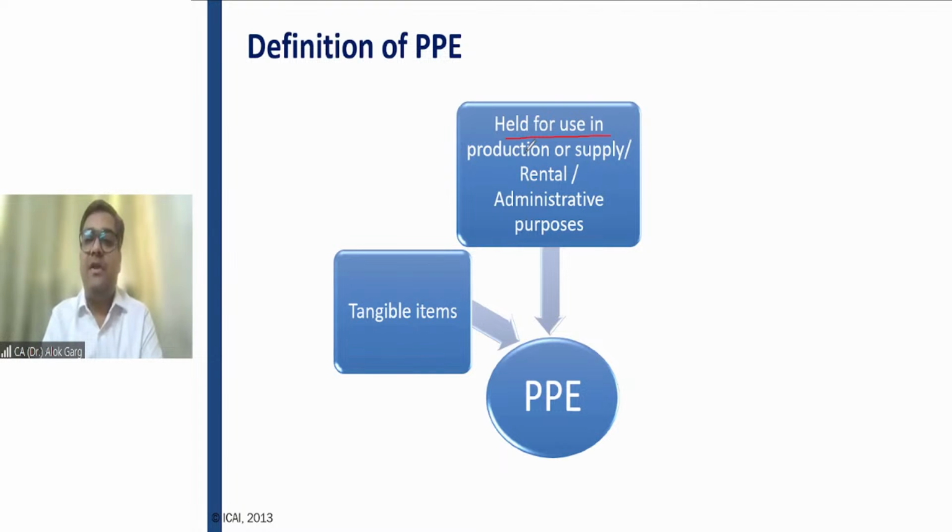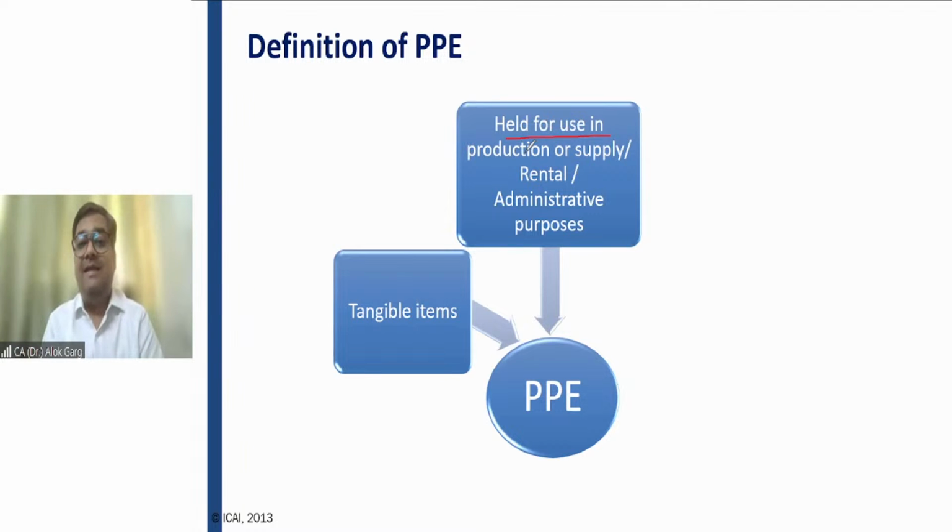These are for administrative purposes. These are helping the employees to execute their tasks, right? Your refrigerator, office equipment, table, furniture, chairs, projector, these all are for administrative purposes. Your chair is not used for production. Your chair is not used for supply. Your chair is not for rental purposes, but these are for administrative purposes, right?